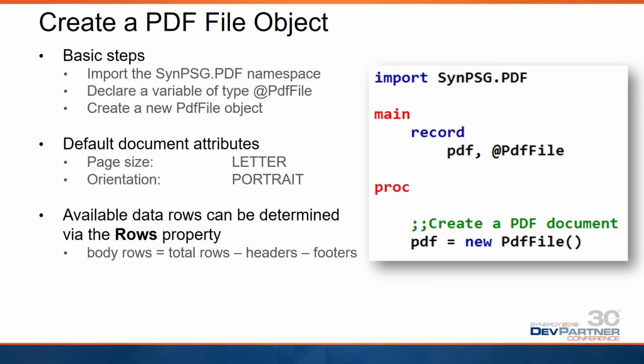Simplest use case creating a PDF: the basic steps are import the namespace. You don't have to, obviously. You can hard code everything if you want to, or specify full paths if you want to. But generally, import the namespace in PSG.pdf, declare an object handle PDF of type PDF file, and then create a new instance of it. And as you can see, there are no mandatory parameters on the constructor. So if you just do a new PDF file like that, it defaults to letter page size and portrait format. And I think it defaults for row column mode to 80 columns wide, no headers, no footers, and 0.16 inch margins or something like that. The defaults are all documented.